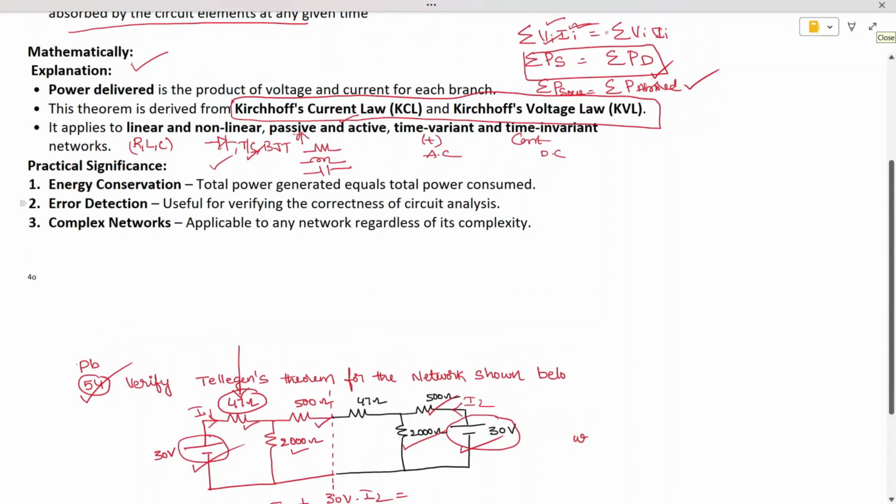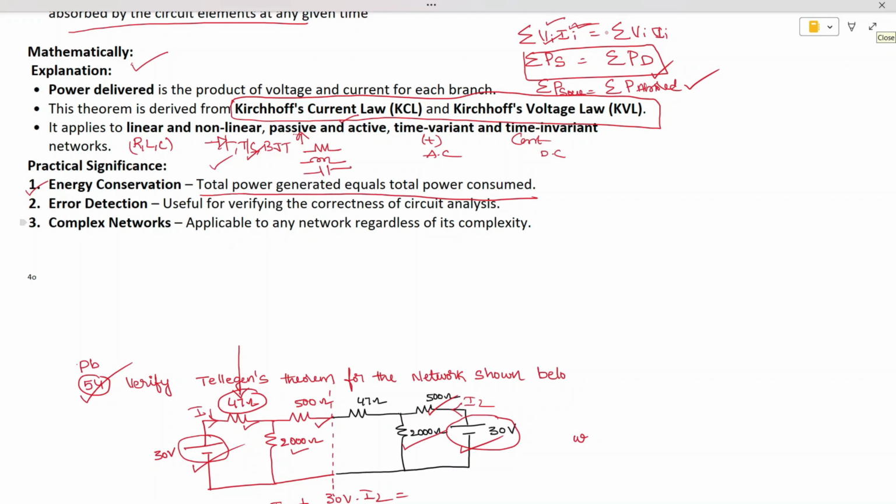Okay. So next one, what is the practical significance of this theorem for the need of study? So this is helpful in energy conservation. If you want to save energy, we can understand what is the energy generated by the sources and what is the energy consumed by the different resistances. So this helps in finding out the energy consumption of the network: the total power generated is equal to total power consumed.